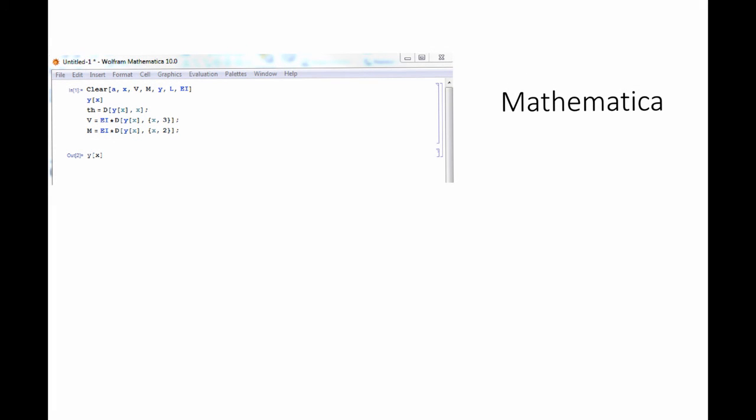Now I will show you how to solve a problem like this using Mathematica. First, you can clear all the variables that you're going to use for this problem. Y is a function of x. I just put it here for setting it up as the variable that I'm looking to solve for. Theta, the rotation of the cross section, is equal to the derivative of y of x with respect to x. The shear is equal to EI, the third derivative of y of x with respect to x. M is equal to EI multiplied by the second derivative of y with respect to x.